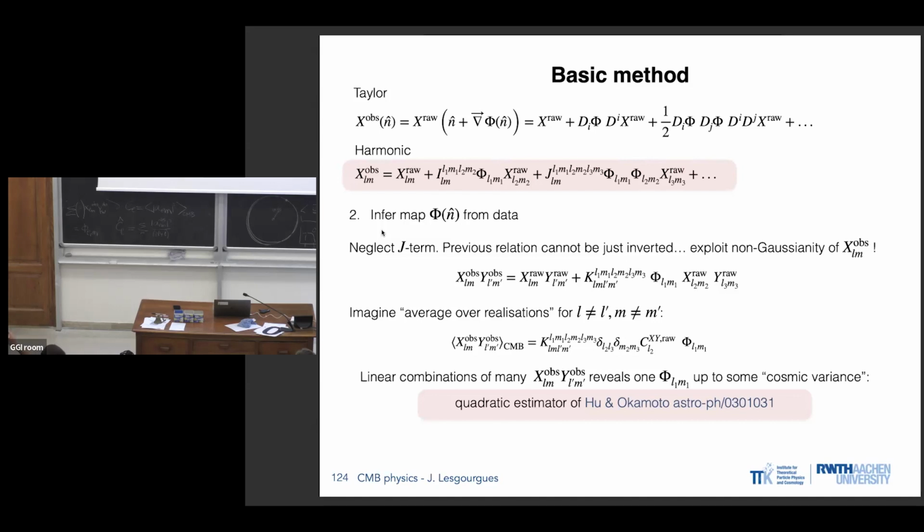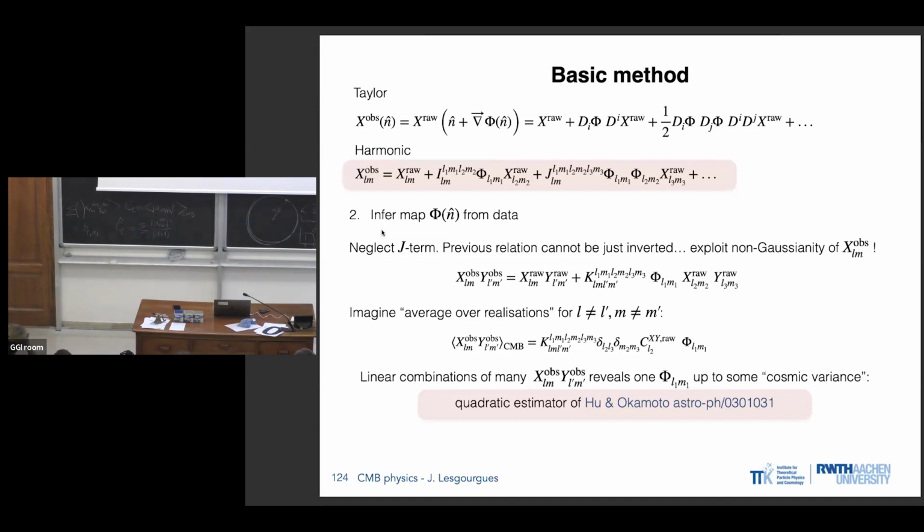And if you know the noise of your experiment in different components, noise for temperature, noise for polarization, etc., you can always find the best combination of all these estimators that will give you the best measurement of phi LM with the smallest cosmic variance. So that's the idea of the quadratic estimator. There are more sophisticated techniques, but they all rely essentially on this idea.